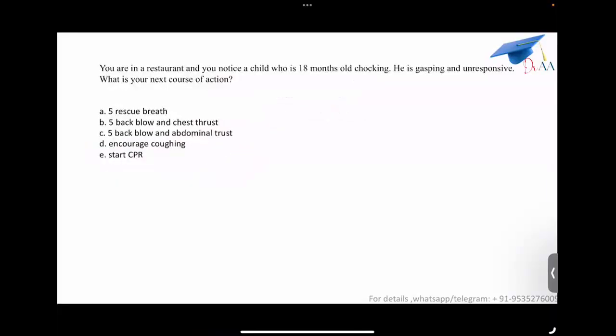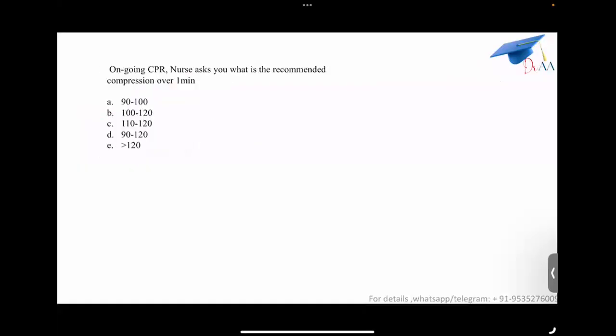We have a young child, 18 months old, choking, gasping and unresponsive. What is the next course of action here? 5 rescue breaths. We give 5 rescue breaths. That will be the right next step. There is ongoing CPR here. The nurse asks you what is the recommended number of compressions over 1 minute. 100 to 120 is the recommendation.